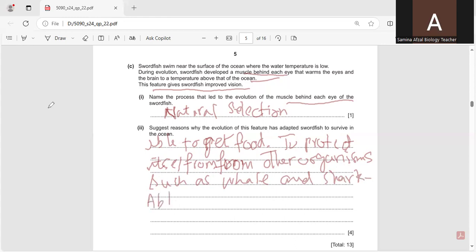Able to compete for food, shelter, and meat. So in this way, this fish is able to survive in that environment, and in this way it can reproduce and can increase its number.